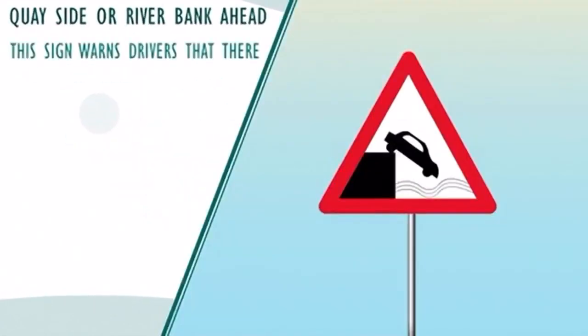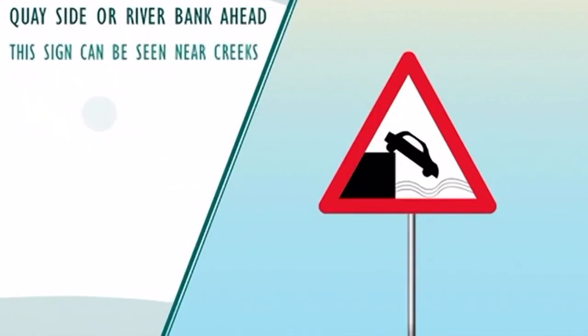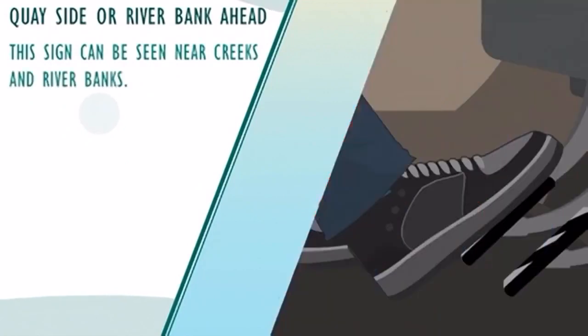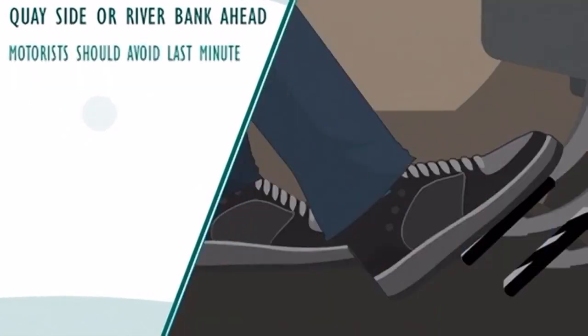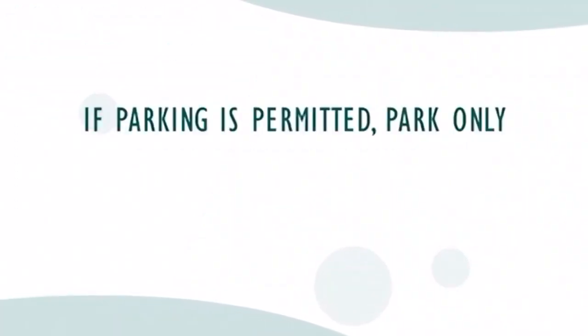This sign warns drivers that there is a riverbank ahead or the road is terminating at the water source. This sign can be seen near creeks and riverbanks. Motorists should avoid last-minute braking in these areas as the surface can be moist and slippery. If parking is permitted, park only parallel to the quayside or the riverbank.